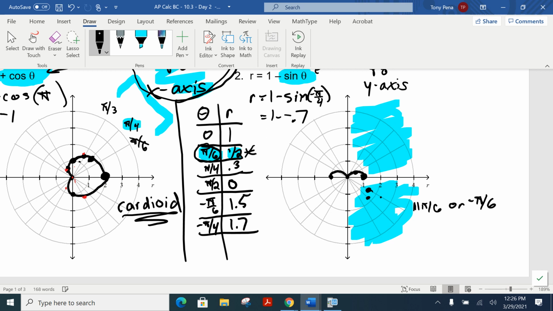And then skip the pi over 3 angle down here. We're not worried about that. It's not necessary. And either 3 pi over 2 or a negative pi over 2. So negative pi over 2. The y coordinate at negative pi over 2 is a negative 1. So we get 1 minus a negative 1, which is a positive 2. Connect those now.